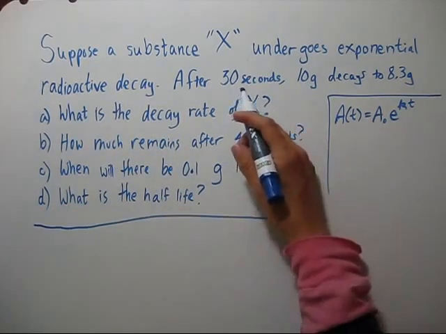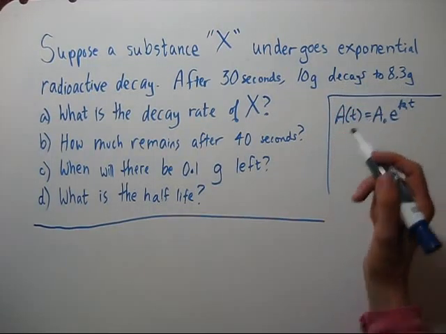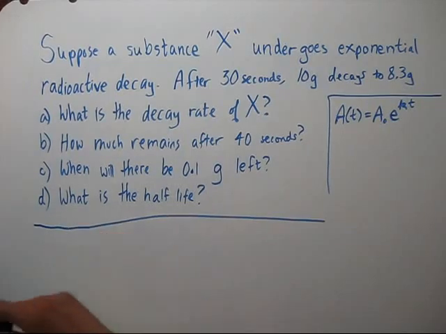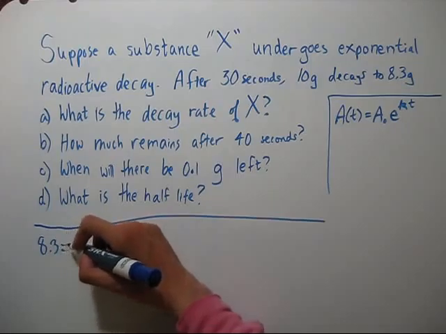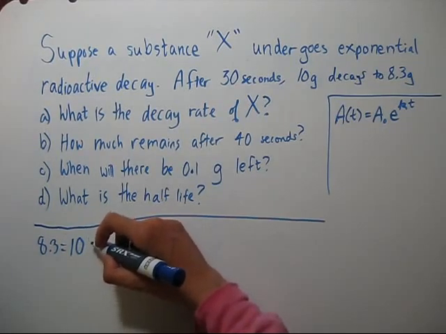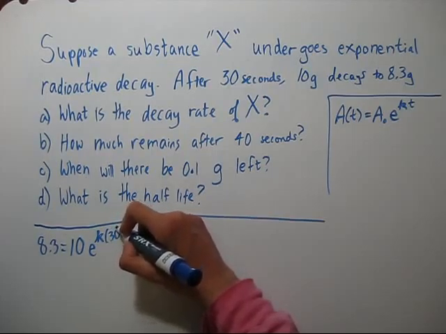So the first thing we need to do is to find the decay rate. Let's use the information that we know. After 30 seconds, 10 grams decays to 8.3 grams. So let's plug in. Our A of t will be 8.3 grams. Our initial amount is 10. We don't know what k is, but t is 30.